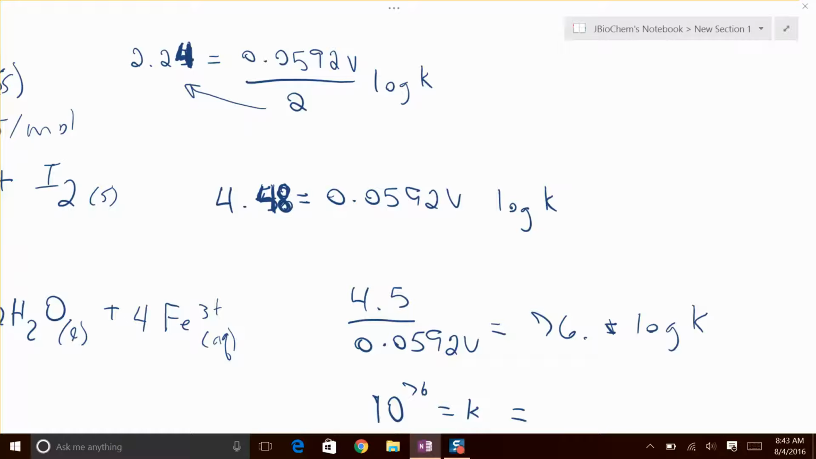Wait, so you multiplied the 2.24 times 2, but can you instead do 0.0592 divided by 2 first, and then divide it over? Yeah, you can do that. You could find that term and then divide it over. Oh, so you rounded it to 2.25. And that literally gave me a half different answer.